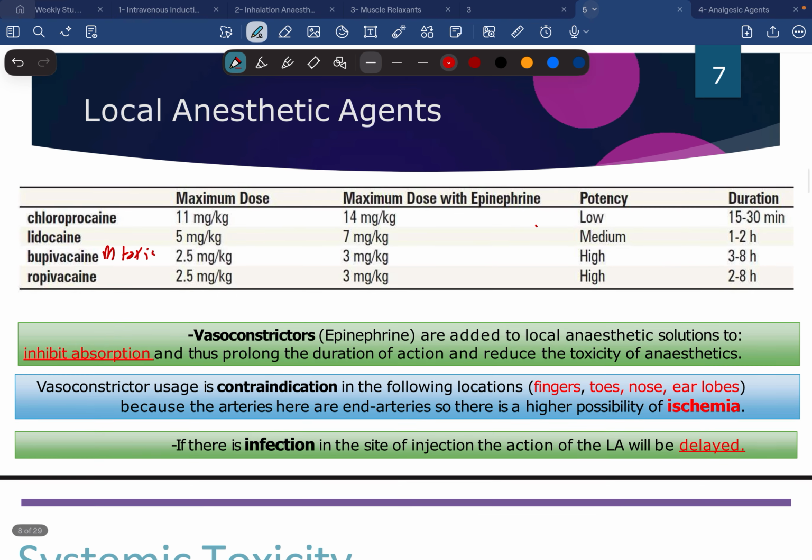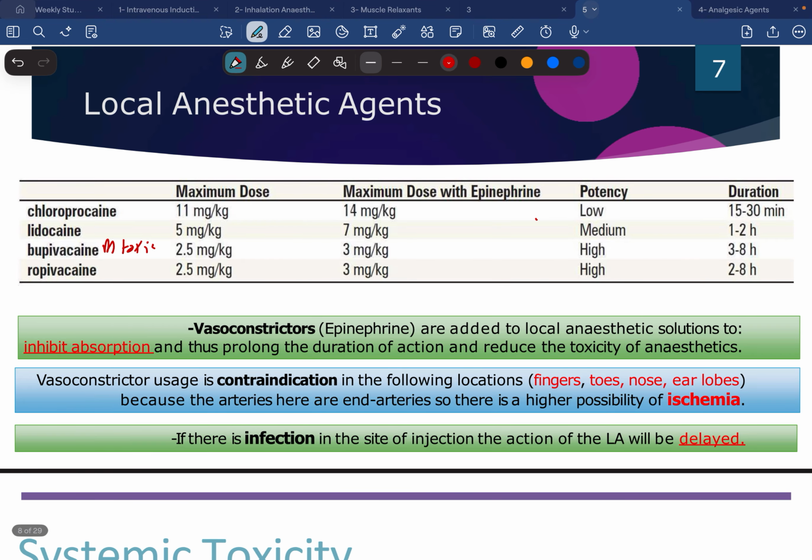Bupivacaine, lidocaine, and chloroprocaine: maximum doses and maximum doses with epinephrine. Usually when we inject a local anesthetic in a certain tissue, we have two options, either to inject it as a sole agent or with epinephrine. Why epinephrine? Epinephrine causes vasoconstriction, which will limit the absorption of these local anesthetics, which will give you a longer duration of action and a higher safety margin.